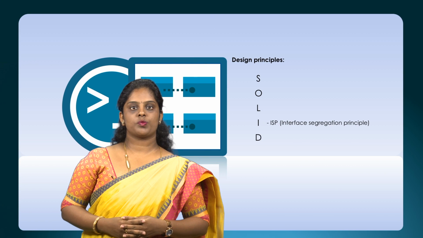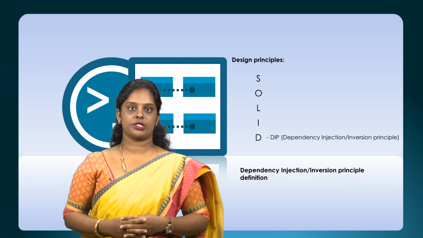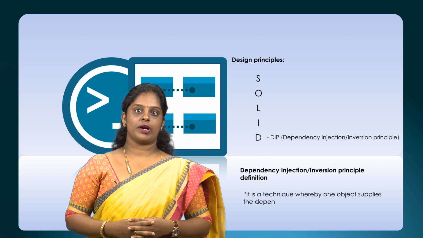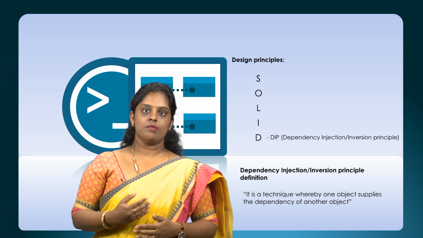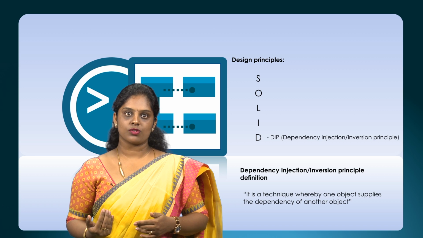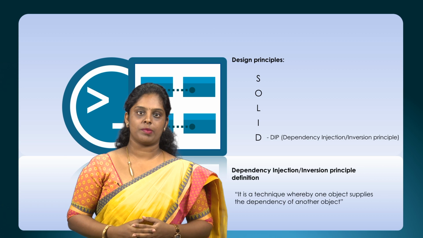The fifth and last principle is DIP. The definition of the dependency injection or inversion principle says that it is a technique whereby one object supplies the dependency of another object. The meaning of this is we have to try not extending the interface or classes, rather create objects of them and invert the dependency.